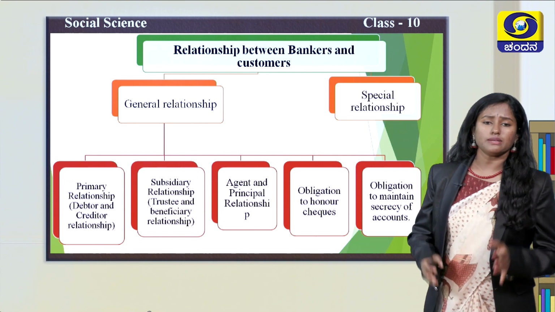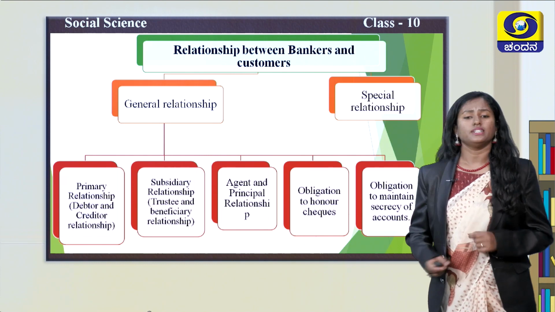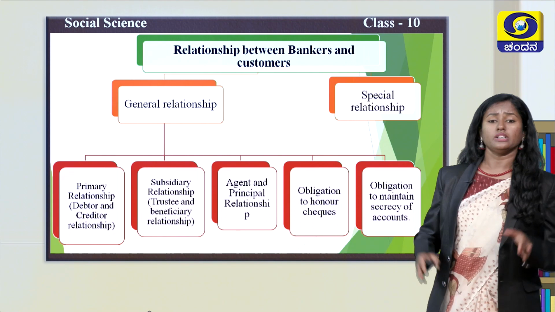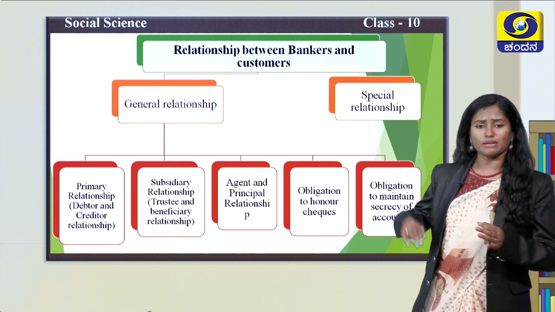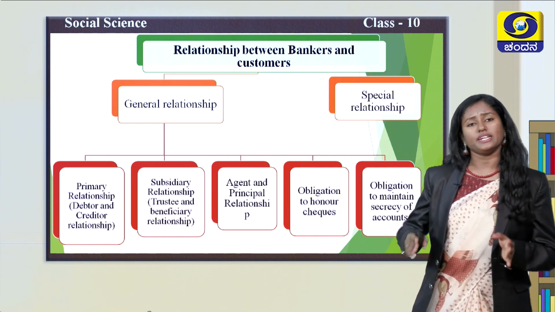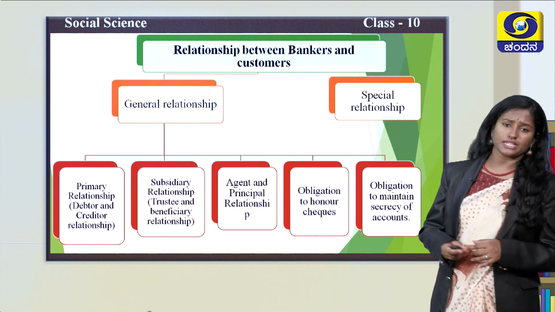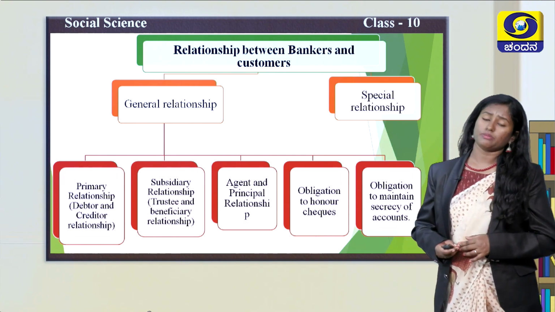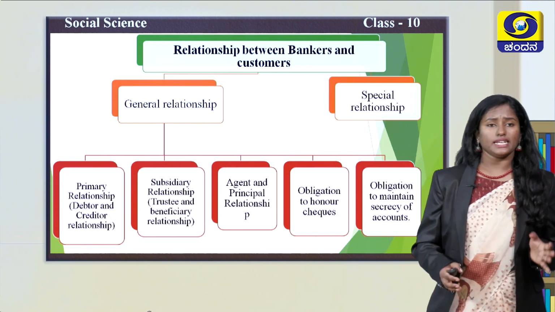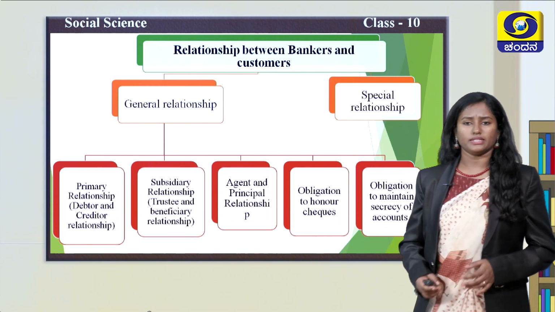Secondly, it comes the subsidiary relationship, that is the trustee and beneficiary relationship. Here the trustee will look after property owned by some other person for a certain period of time, and return it to them whenever they require it. And then comes the agent and principal relationship. As I've told you, the bank provides agency services also, and it works as an agent between the customer and the bank, and also as a third party.